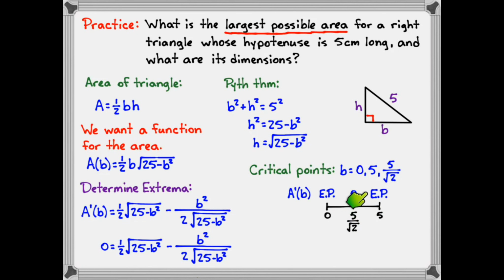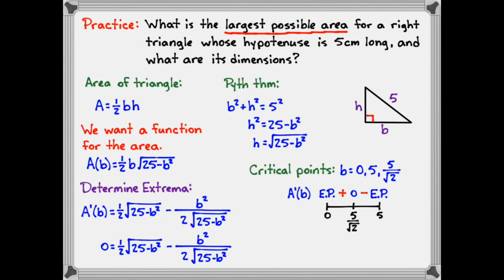Plugging in 4, you're going to end up with a negative value between 5 over rad 2 and 5. So that tells us, since this is a closed interval here, that when b equals 0, you're going to have a minimum area, and when b equals 5, you're also going to have a minimum area. In fact, that just makes sense. If b is 0, then we have an area of 0, and if b is 5, then we have an area of 0 also, because if b is 5, then h would be 0, because the base here would match the length of the hypotenuse. So those are both minimum values.